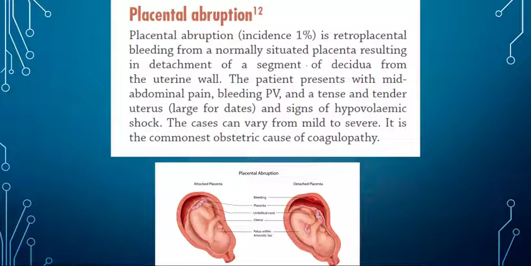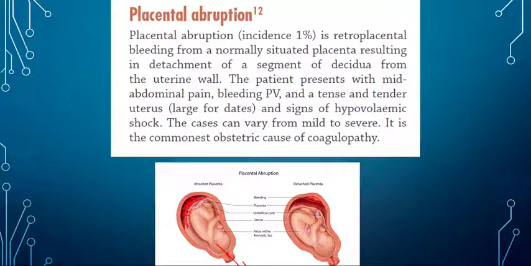Next is abruptio placenta. Abruptio placenta means that normally your baby will be delivered first and then the placenta will come out. That's the rule, right? But if the placenta gets detached from the uterine wall before the delivery, that's what we call abruptio placenta or placental abruption. Because it's getting detached from the uterine wall, the uterine blood vessels will start bleeding here.